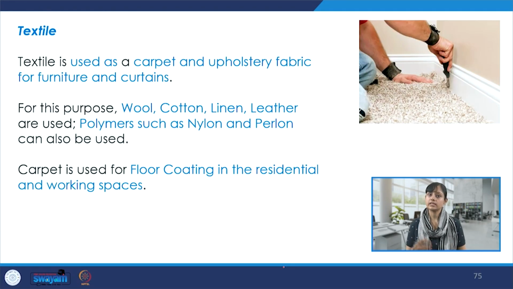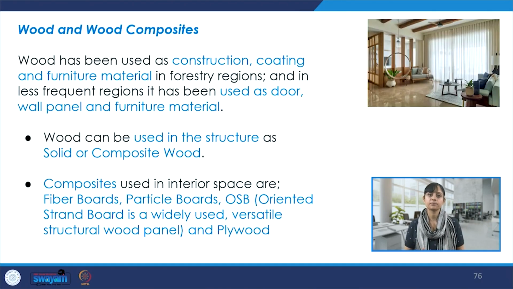So textiles, these can also be used, like the carpets and rugs, for furniture, for curtains, like upholstery material, all of these could be used. So wool, cotton, linen, polymers such as nylon and purlon, these are used quite extensively in interior architecture projects.